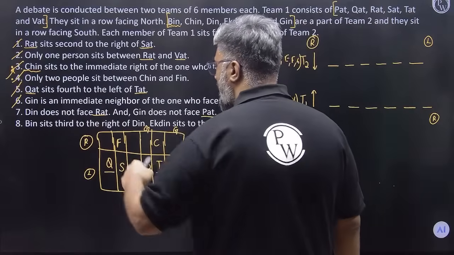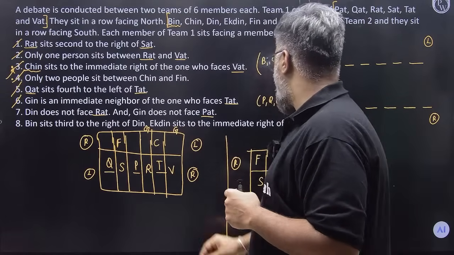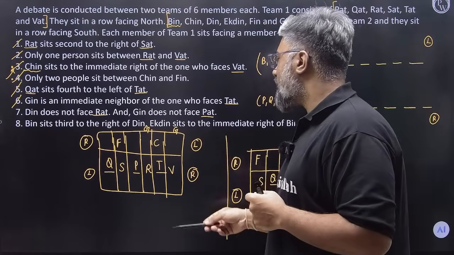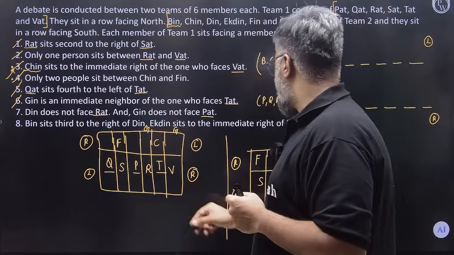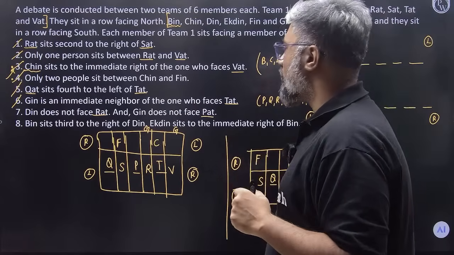D does not face R. R is not being faced by D. This can't be D. They're saying we'll wait for it. G does not face P. P, this can't be G. P, this is not G. Anyway, this is also good. We'll keep this on hold.